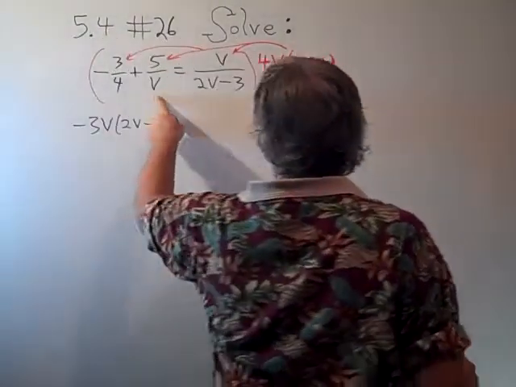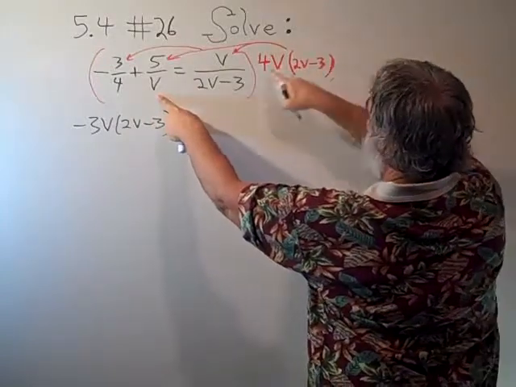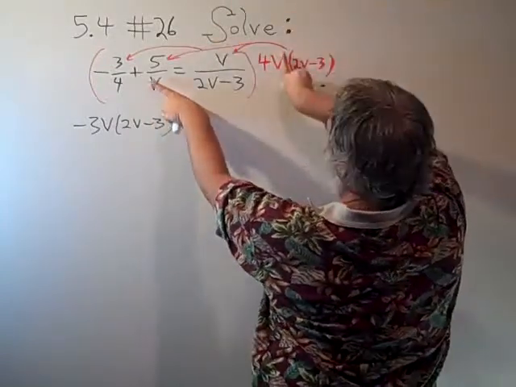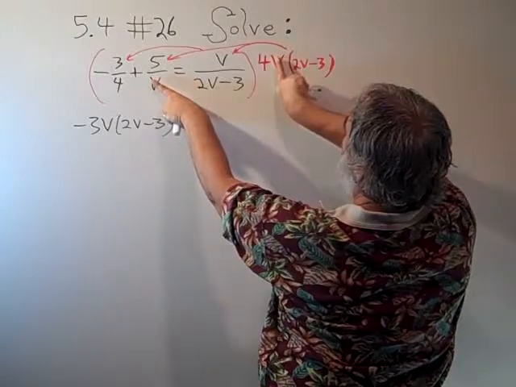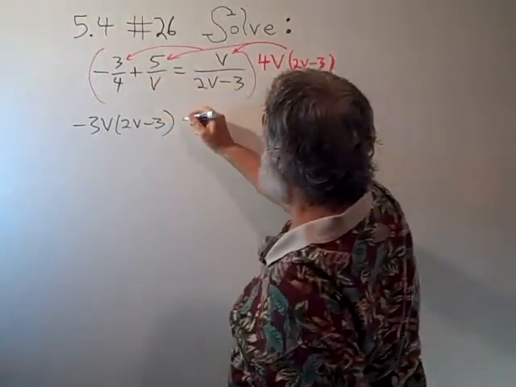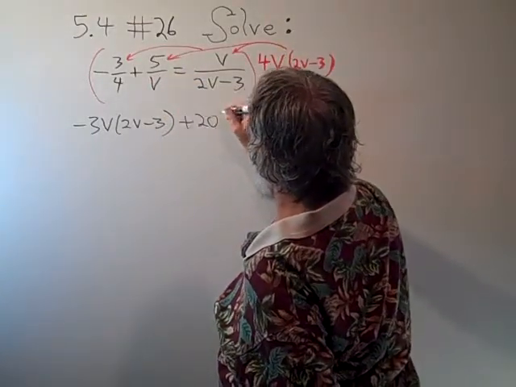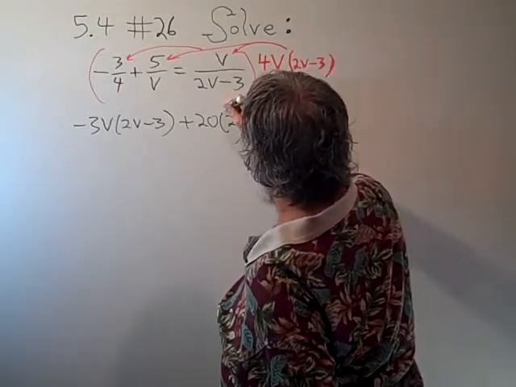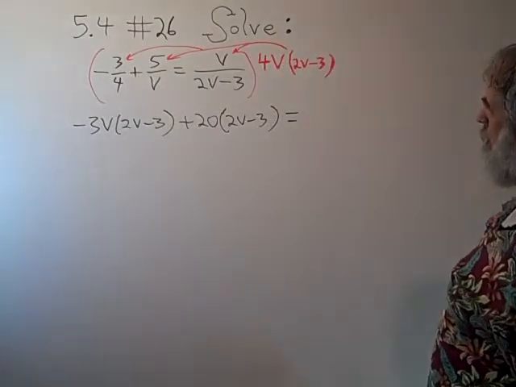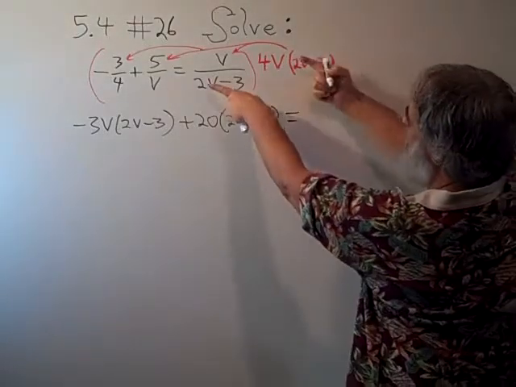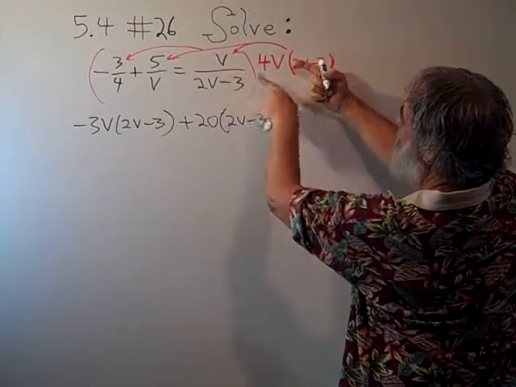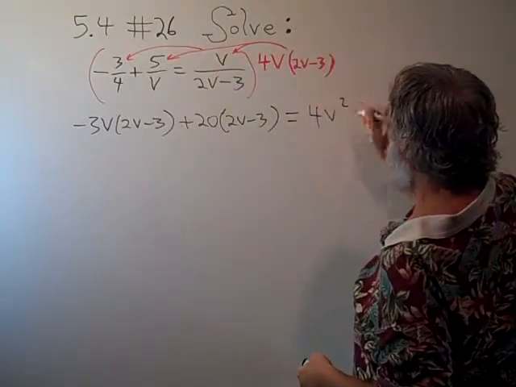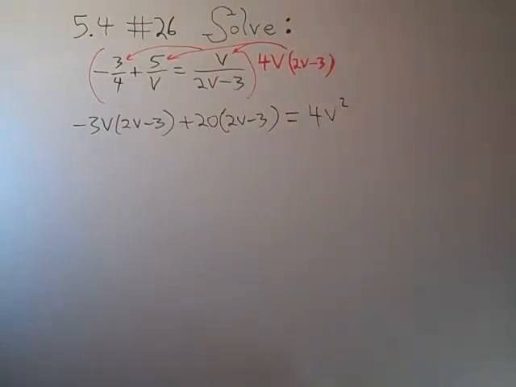Then the second term here, when this factor on the right distributes there, the v's cancel out. So you've got 5 times 4 is 20 times 2v minus 3. So it's plus 20 times 2v minus 3. On the right side of the equal sign, the 2v minus 3 cancels, so you're left with v times 4v, or 4v squared. So there's our first step. Getting rid of the denominators, canceling out all of the denominators.